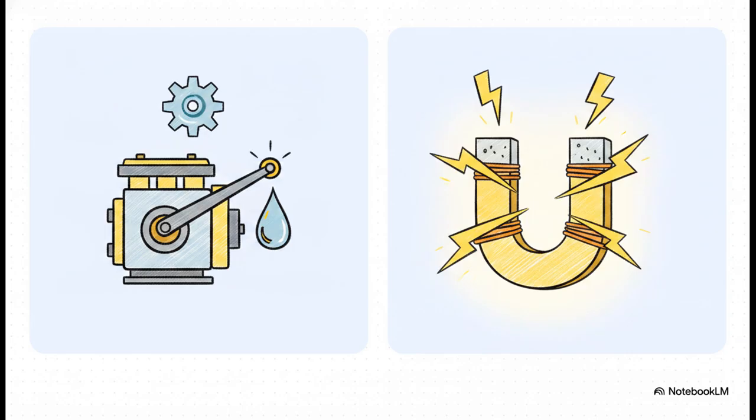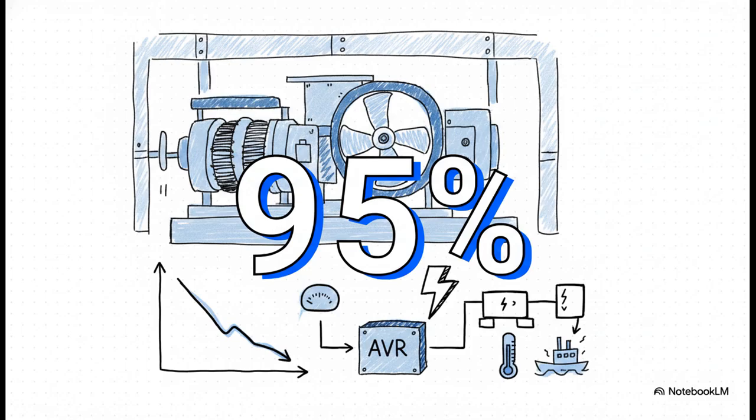And this brings us to a really crucial survival mechanism, the 95% knee point rule. If the network frequency drops below 95% of its nominal value, the AVR automatically rolls the voltage reference down. Now, you might be wondering, why do that?